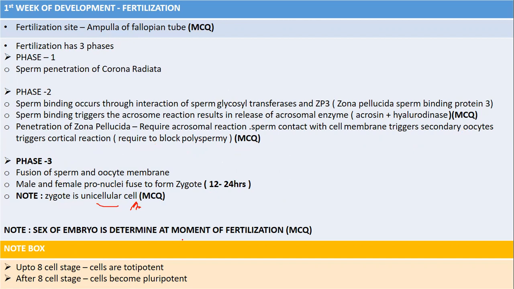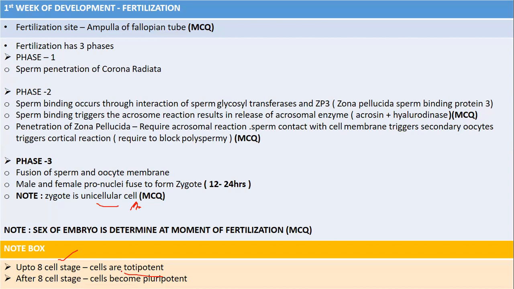The sex of the embryo is determined at the time of fertilization. We already saw that up to the 8-cell stage the cells are totipotent, and after 8 cells they are pluripotent. These are something we need to revise. So what are totipotent cells? It is the process of generation of new cells, new organisms from the cell. Okay.